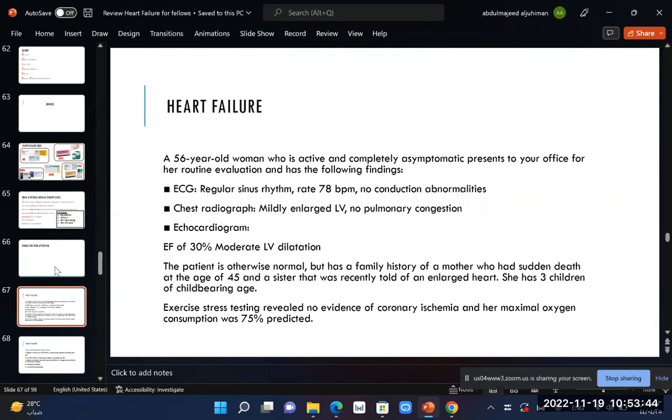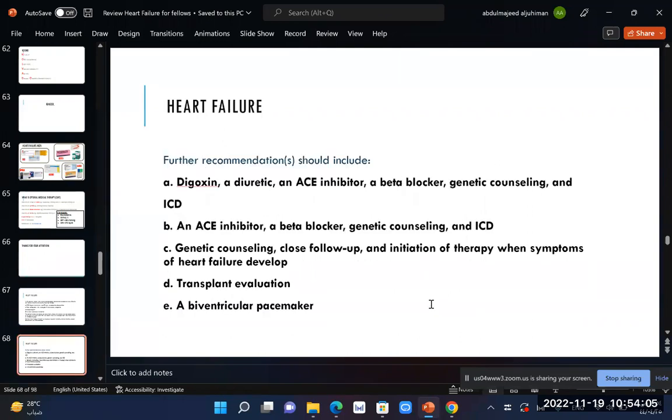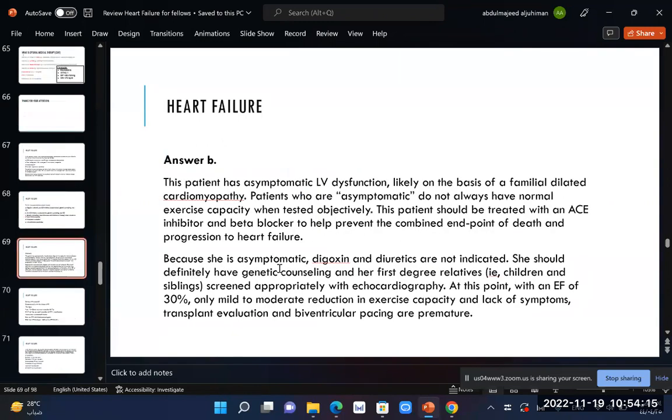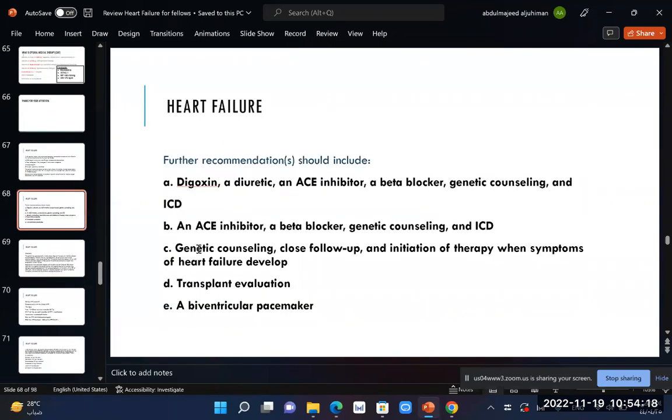So a 56-year-old woman, her heart rate is 78, no conduction abnormality, no pulmonary congestion, EF is 30%, no coronary ischemia. So which one of these? B. So the answer is B. Okay, so B is the right answer.